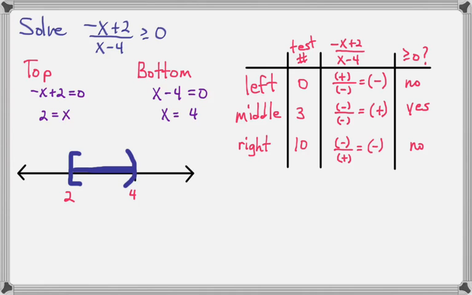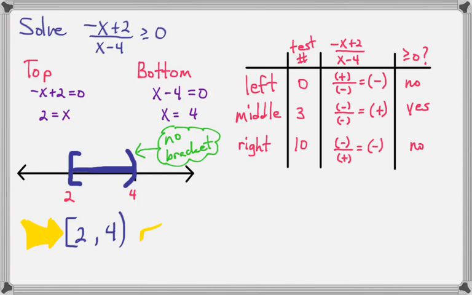So I gave the bottom critical number a parenthesis, and our interval notation is bracket 2, comma 4, parenthesis, and that's really what you're after with the answer, is just the interval notation.